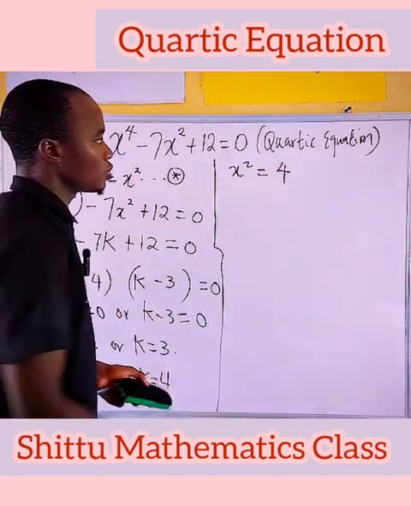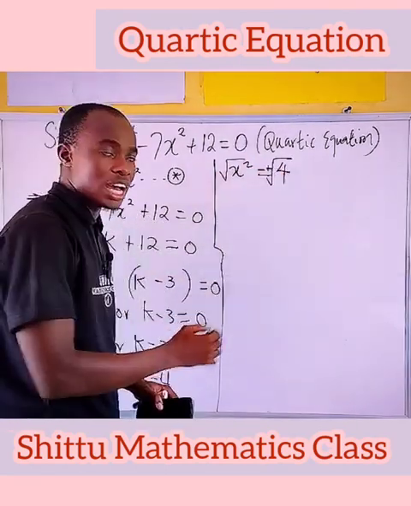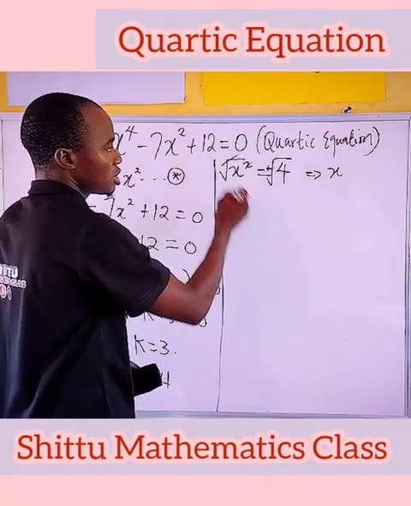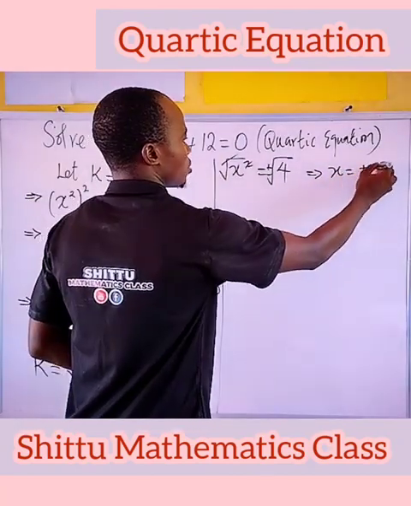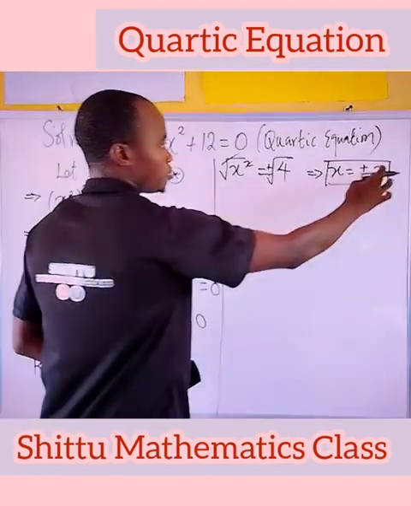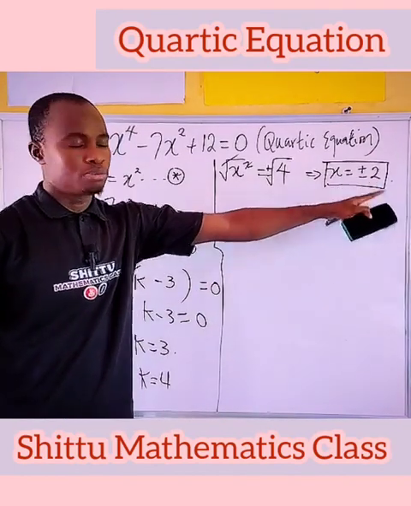So from here, what are we going to do? We take the square root of both sides, and we are going to have x, because this cancels this, equals plus or minus 2. So these are the very first two possible solutions, that is x equals plus 2 or minus 2.